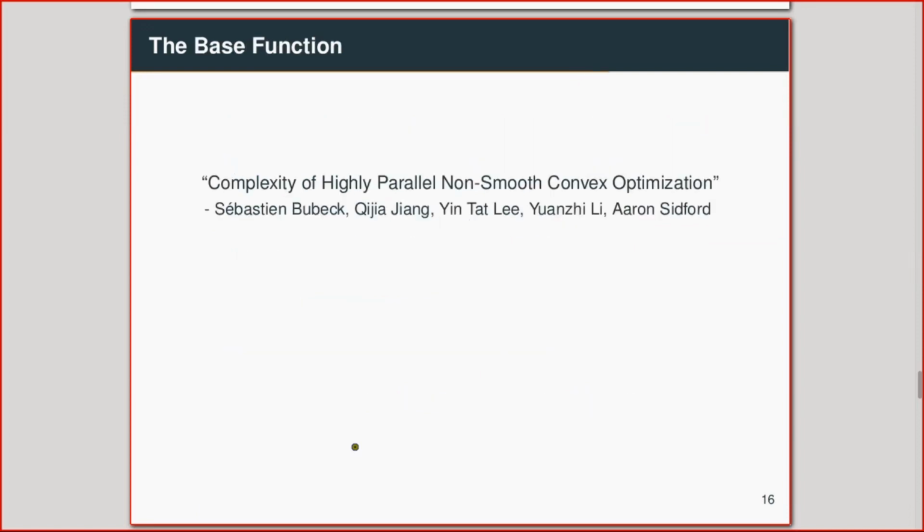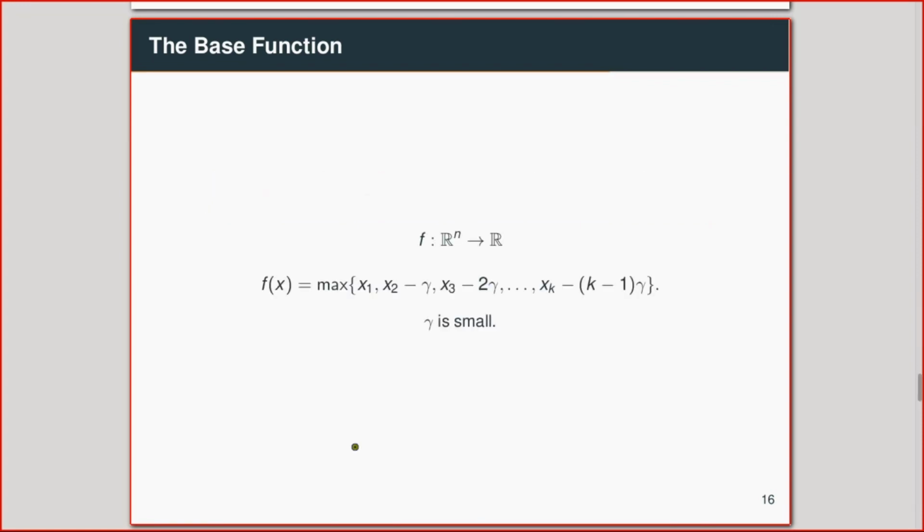So the base function we actually take from another paper that had come out a few years earlier. They had shown a lower bound in a very interesting model where you have a randomized algorithm, but you can make parallel queries. And they had shown some lower bound there, and it had the nice properties that we needed for quantum. And so we ported the same lower bound to quantum.